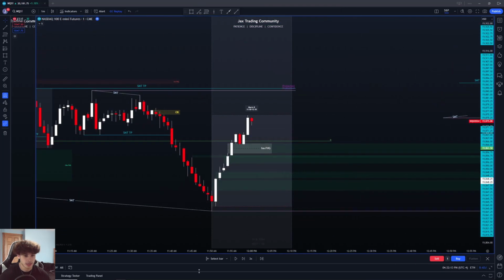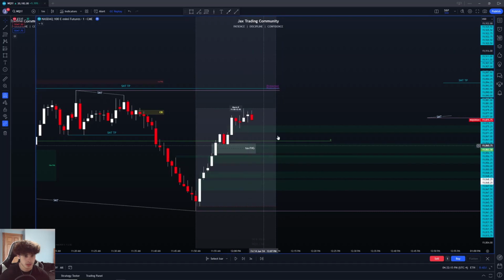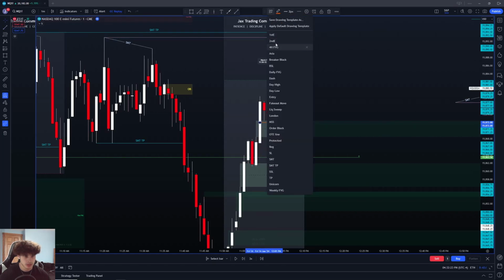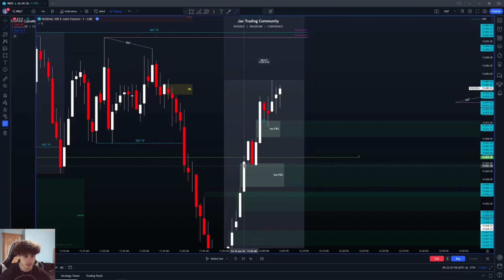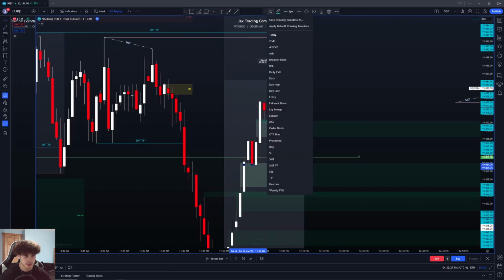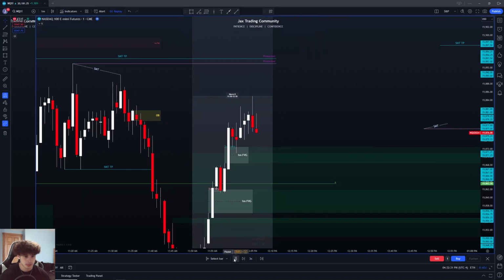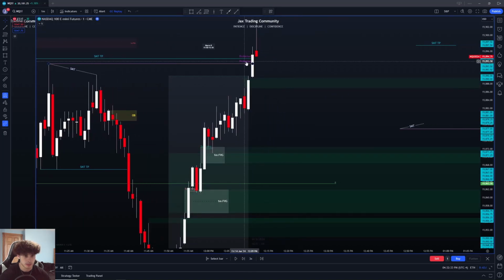So we tap into this fair value gap. We tap into this fair value gap. So we're taking these trades. This can be right here in this bottom fair value gap. This can be first entry. This can be second entry. And we come up and we take those.